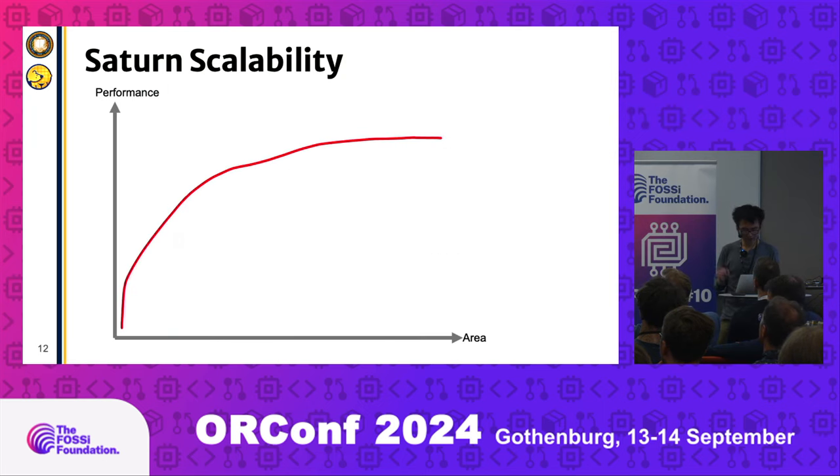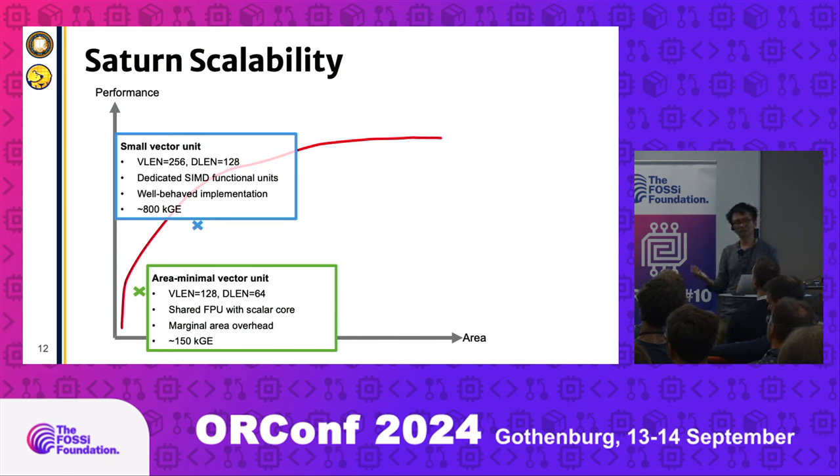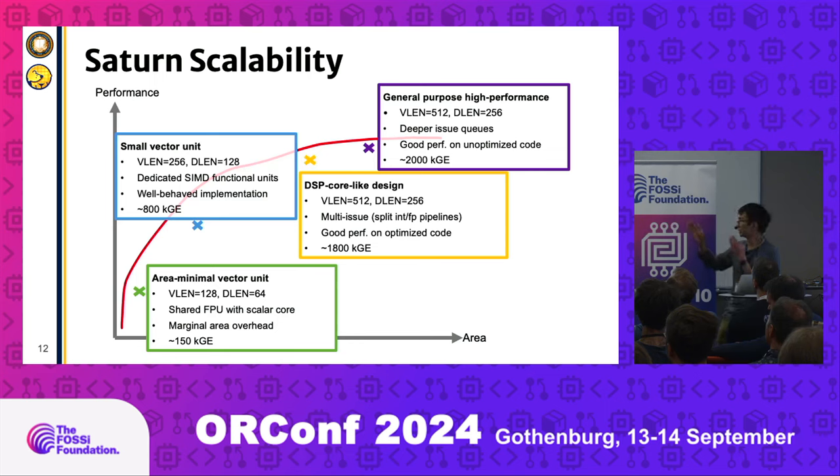And the result is, if we draw up this Pareto curve of area and performance for different vector unit implementations, we hope that Saturn can basically allow you to build design points across this entire frontier. So everything down from an area minimal vector unit with very short vector lengths and a very compact data path, and then scaling up all the features, the vector registers, the data path width, all the way up until you get these DSP core-like or even more general purpose designs that are going to have generally good performance on any vector code.